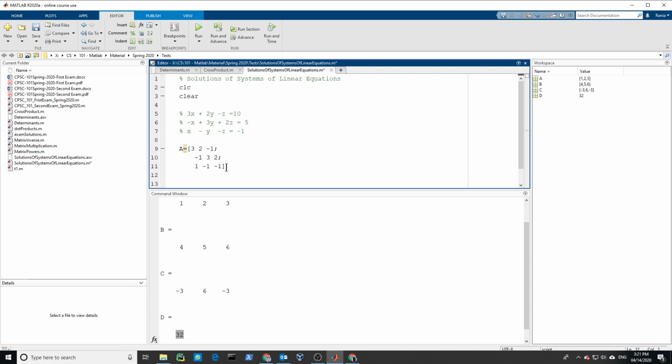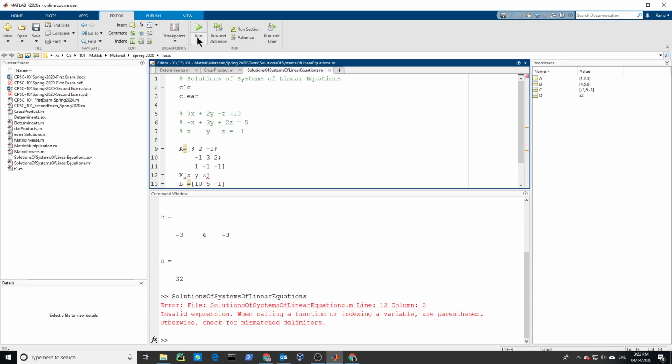And for the variables, let's save it in x. So it will be x, y, z. And for the other side, for the end of the equations, we could call it b. So b equals 10, 5, and minus 1. All right. So let's run this.